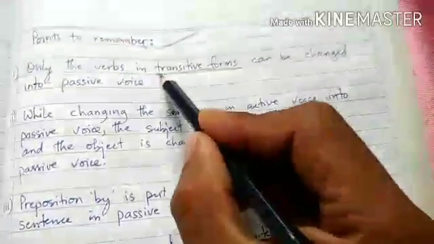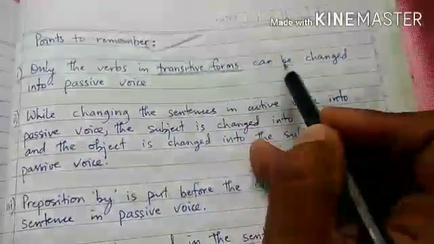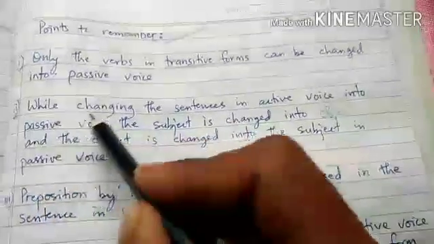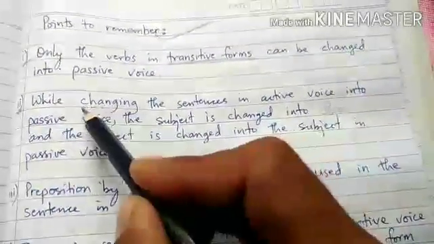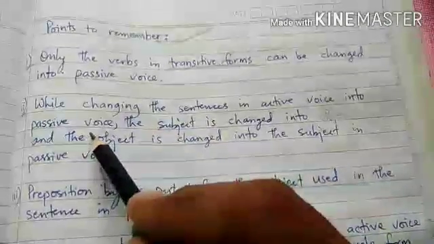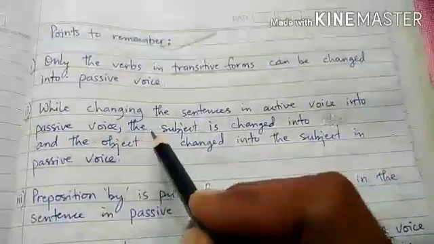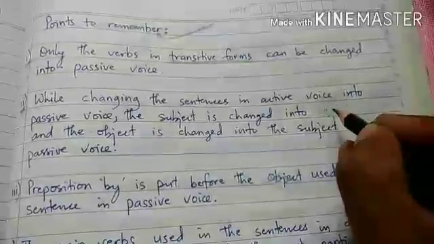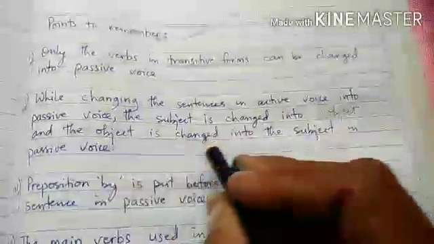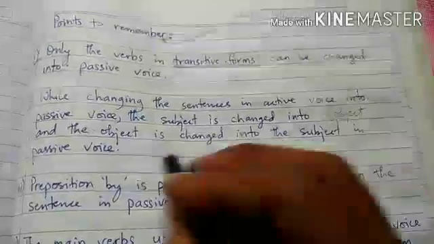Okay, that means intransitive verbs cannot be changed into passive voice. Okay. Now after that, what is the main point to understand? While changing the sentences in active voice into passive voice, the subject is changed into object and the object is changed into the subject in passive voice.